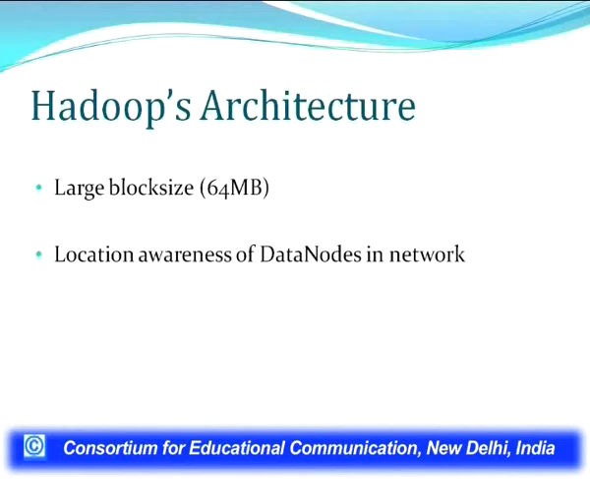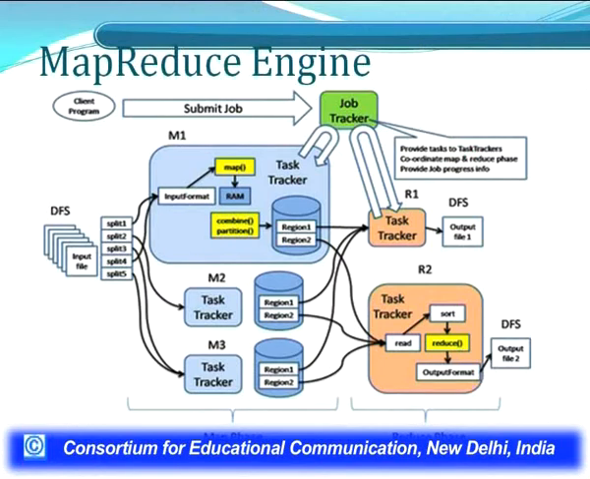The location awareness of the data nodes is going to be there in the network. So, easily in the Hadoop architecture, you would be able to know about all those things. Here you can see the MapReduce engine, how it functions and how it is used. You can see the client program submitting the job, the job tracker, and the different DFS data file systems.